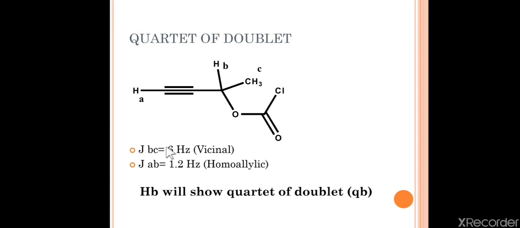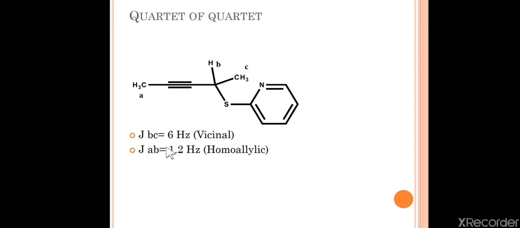Let's see a few more examples. Now in this example, again we have A, B and C. These three protons are distinct in chemical shift and coupling constant, so they will show second order splitting. Now BC is a vicinal coupling, 6 Hz, and again HB couples with this other CH3.